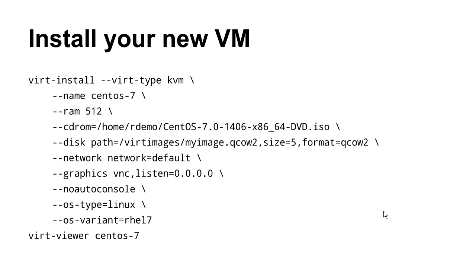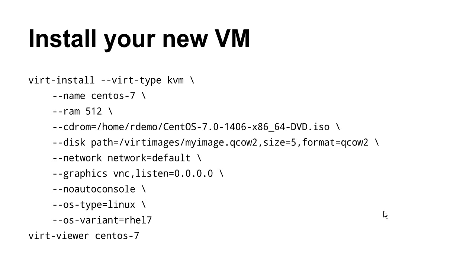Here we could set the graphics to SPICE or VNC. I'm using VNC just because the client I'm using for this going through the internet is noVNC, and running SPICE over noVNC proves problematic sometimes. No auto console just tells it don't pop up the console immediately. I will load it myself. I've had issues having the console pop up automatically. Sometimes the drivers haven't completely loaded yet.